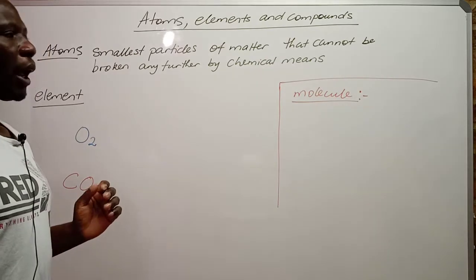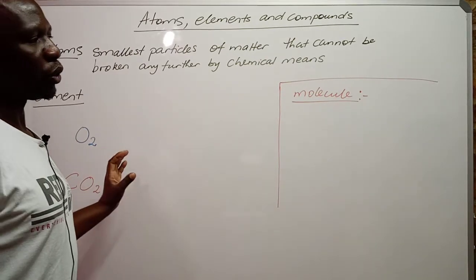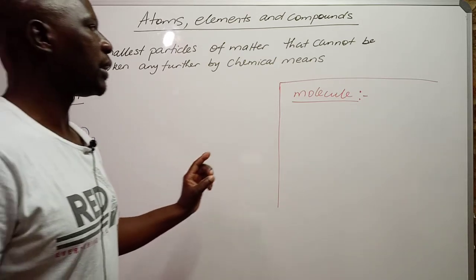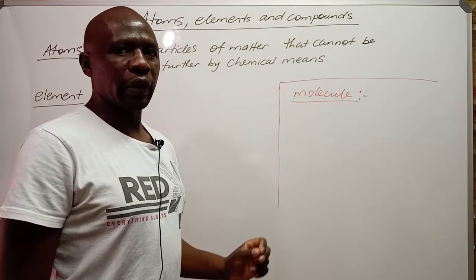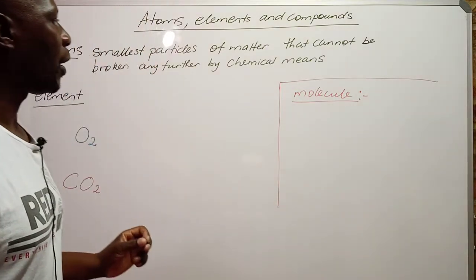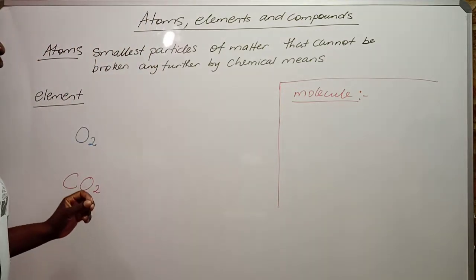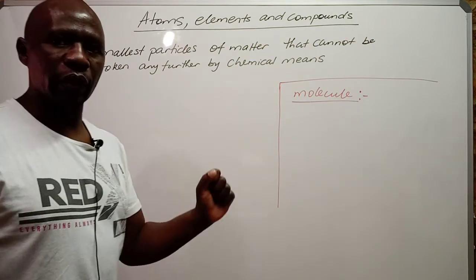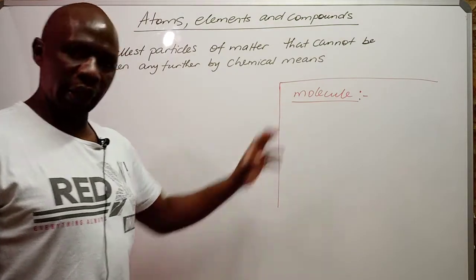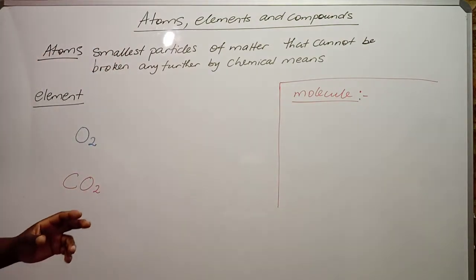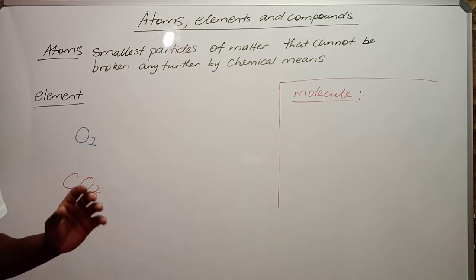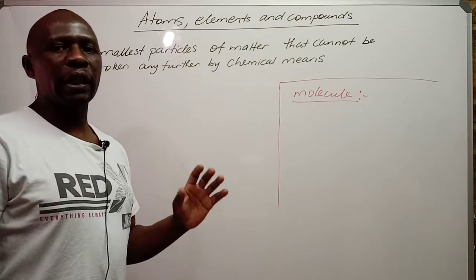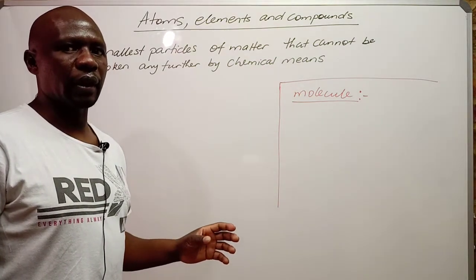Before we go deeper into the lesson, we also need to understand what a molecule is. When elements chemically bond, they form molecules. So, molecules then become a group of atoms which are bonded together.